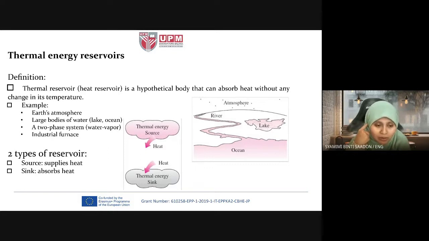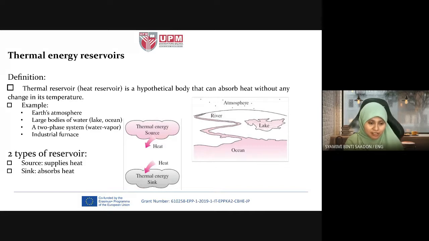Number one is what we call the source, which supplies heat. The heat source is the reservoir that acts as a heat source. Its function is to supply heat. For example, our sun, solar energy. The sun can be the heat source. Okay, thermal energy source. The sun is one type of heat reservoir, but the function is to supply heat.